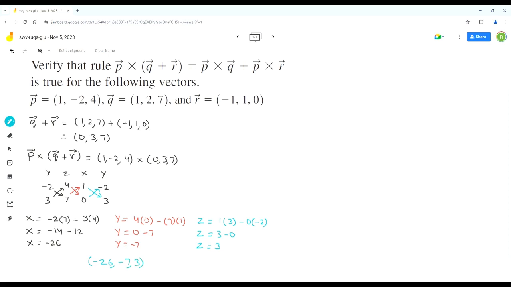Now we have to check the result we get from the right side. We have to do P cross Q plus P cross R. So let's start with P cross Q. So we should stack the y, z, x and y components of these two vectors.